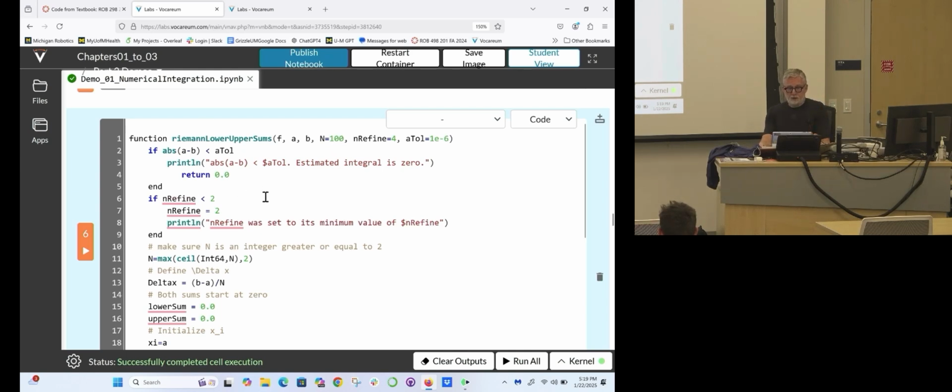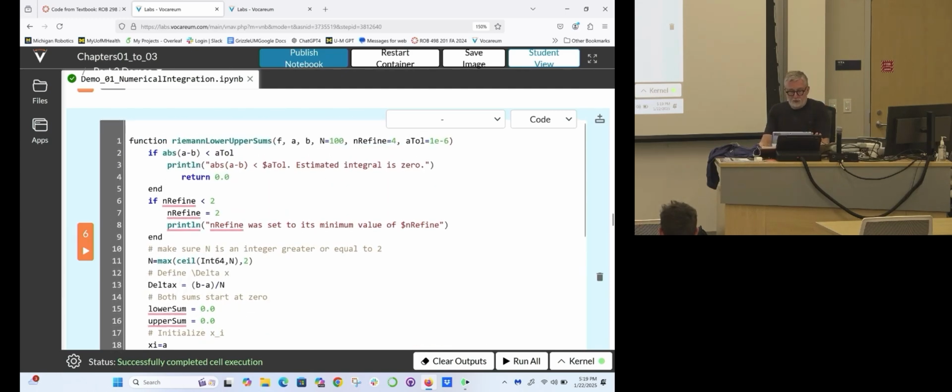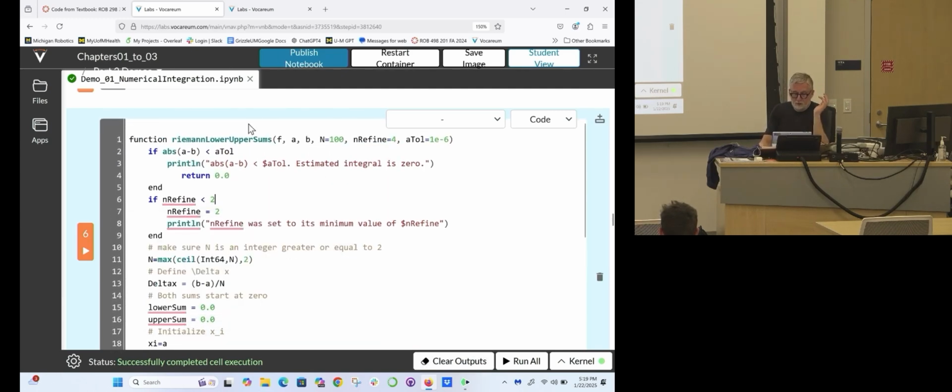In case you're a little rusty on Julia, when you have a function with multiple arguments, you can say, I'm always going to give you a new f, a new a, and a b, but if I don't give you a new n, then just accept the default values for n, n refine, and a tolerance. That's all that's doing, okay? Some people put a semicolon after the last one that's a true variable and not quasi fixed ahead of time, but it's totally up to you.